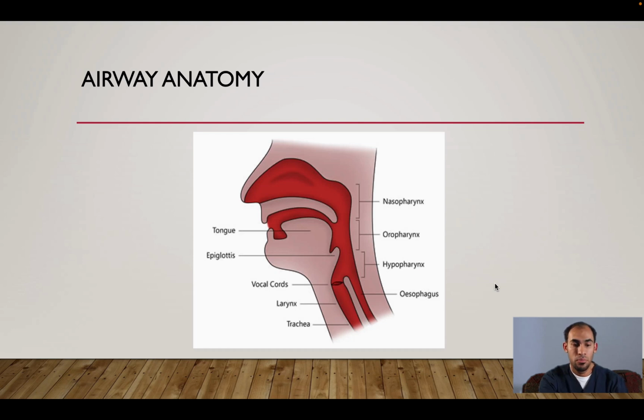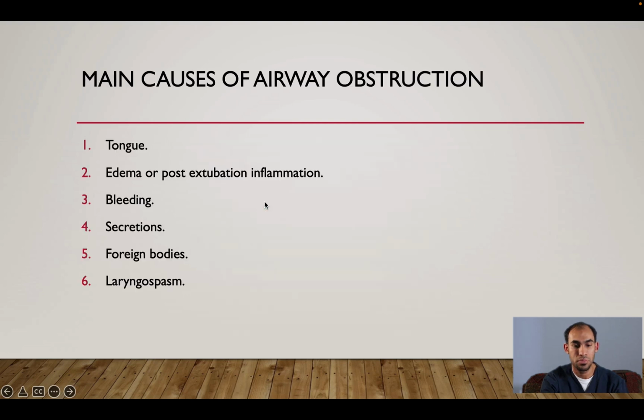It is very important to know airway anatomy. As you see here in the picture, this is the nose, and this is the oral cavity, and this is the tongue. All of them will go to here, the pharynx, and we have the trachea and esophagus. Remember this picture because you will need it to choose your equipment.